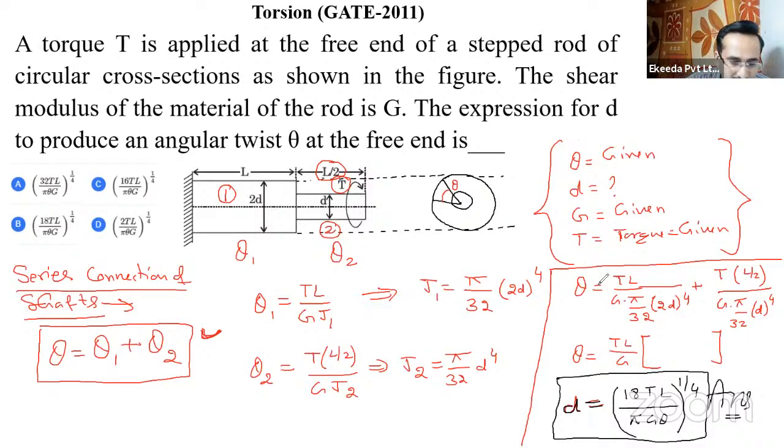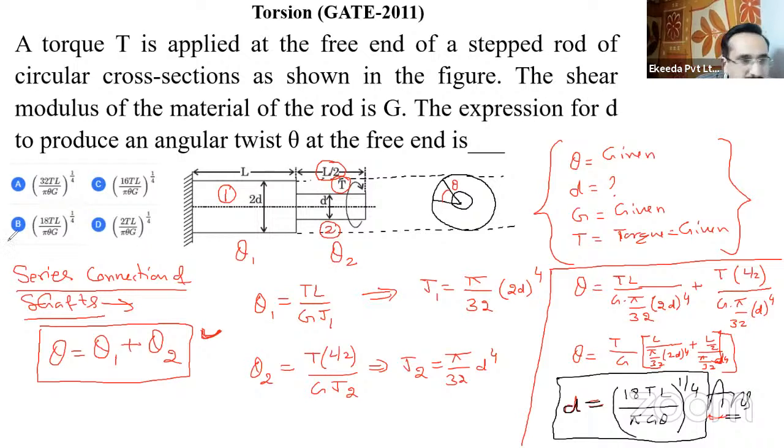Inside the bracket, you will get the value as L, which can also be erased here. I am writing the previous step also so that you can solve it easily. So this will be equal to L by (pi by 32 times 2d to the power 4) plus (L by 2) divided by (pi by 32 d to the power 4). You can solve it and you'll get this answer.